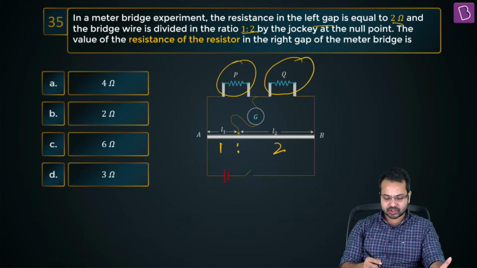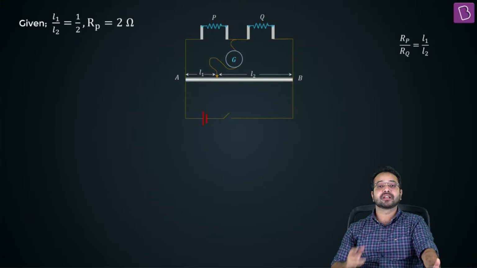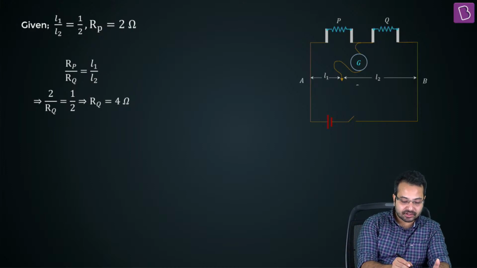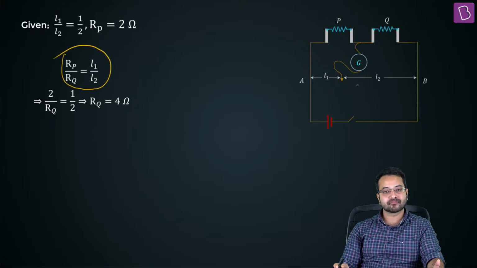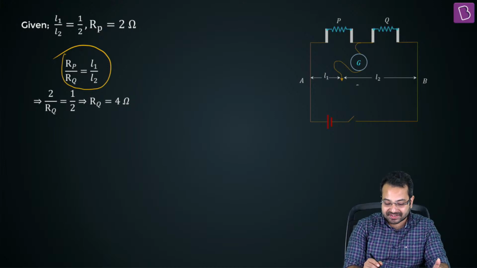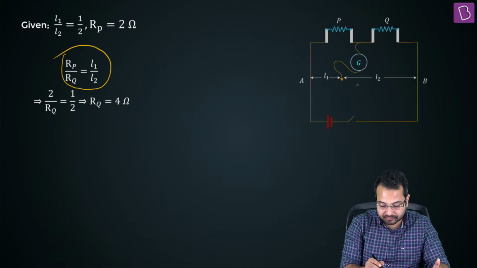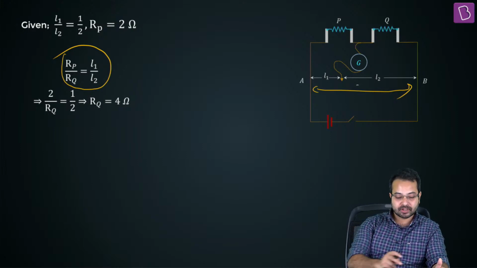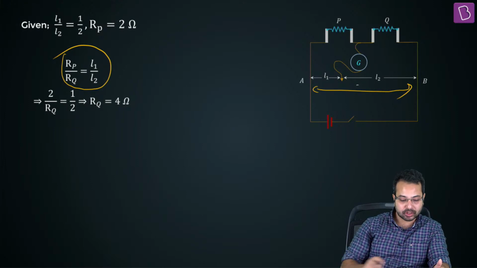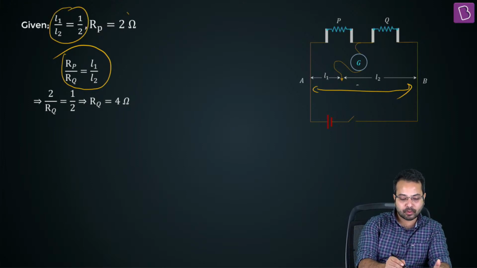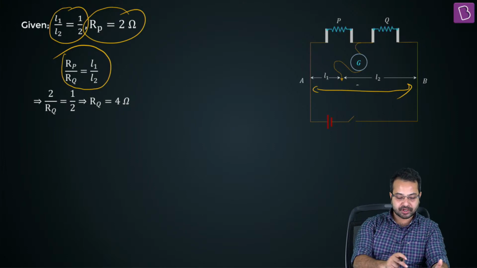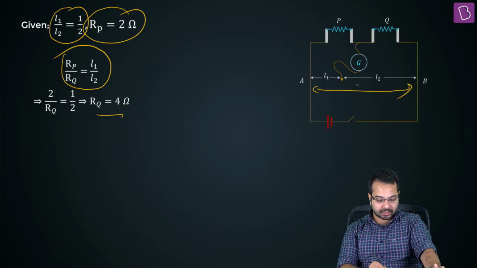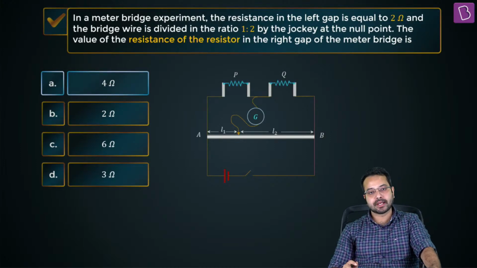Now, the meter bridge works on the principle of a balanced Wheatstone bridge, which means that the resistance P upon resistance Q will be equal to L1 upon L2, because the resistances of the wire are proportional to their lengths. So Rp upon Rq is equal to L1 upon L2. We know L1 upon L2 and we know Rp, so we substitute and get Rq equal to 4 ohm. So the correct option is option A.